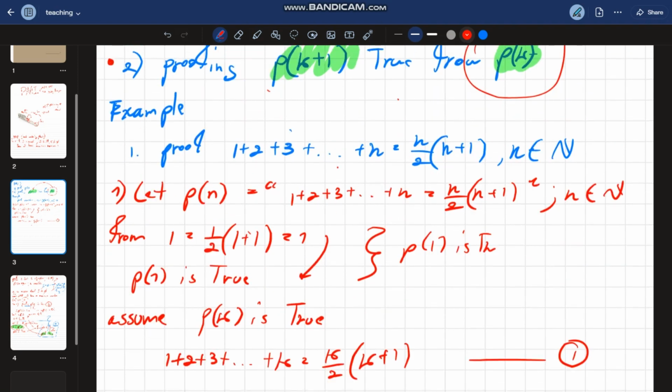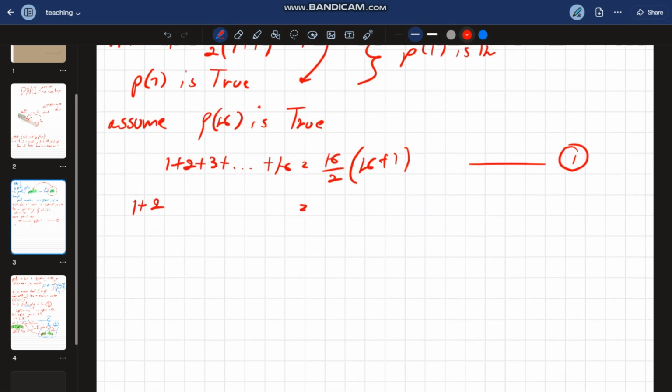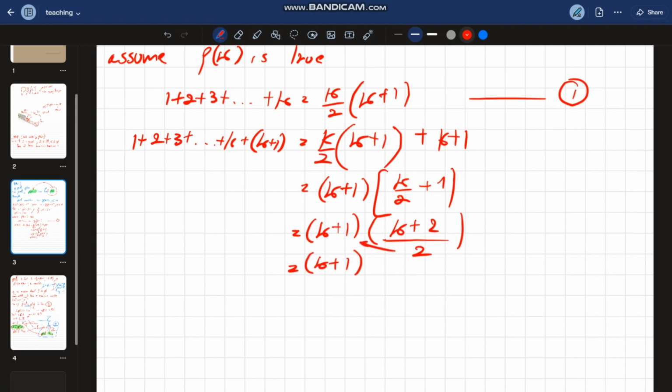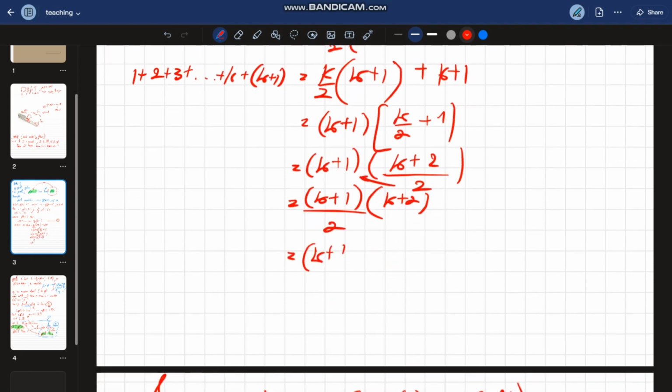If I want to get Pk plus 1, I should add k plus 1 to both sides of the equation. I can do that because I add the same thing to both sides, so it remains the same equation. Then grouping, we have k and 2 plus 1. We get k plus 1 is 2k plus 2, which is k plus 2 times 2. So we get k plus 1 divided by 2 times k plus 2, which is equal to k plus 1 divided by 2 times k plus 1 plus 1.